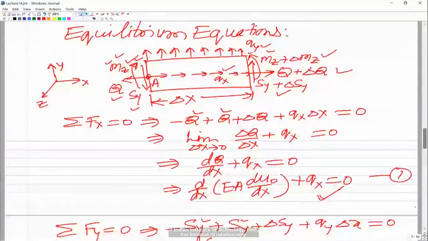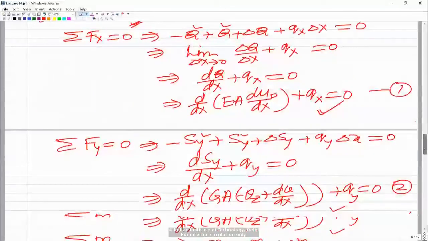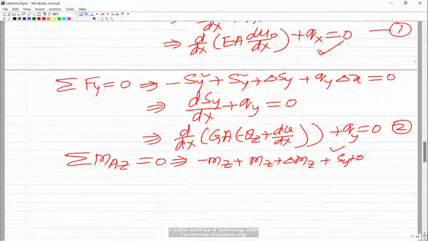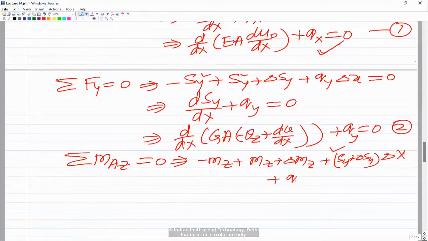And then you have the shear force. This shear force is passing through point A, so its moment is going to be 0, but this one will produce a moment about the positive z axis. So we will have plus Sy plus delta Sy into delta x. And you also have the moment due to the distributed force qy. So the force is qy into delta x, and the resultant of the force qy will be at a distance of delta x by 2 from point A. So this is the total moment, and all this must be equal to 0.